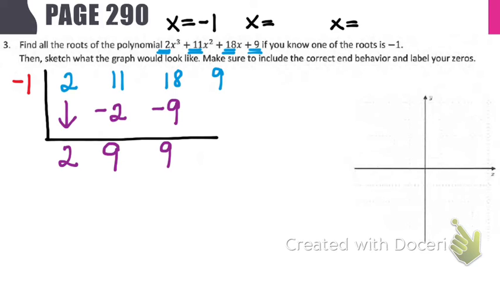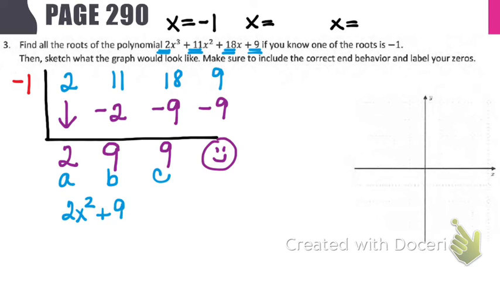And repeat one more time. 9 times -1. And I end with a 0. You should end with a 0. If you're not ending with a 0, something is wrong. Okay, so these three numbers represent A, B, and C. So I have 2x squared plus 9x plus 9. So let's go ahead and factor this out.